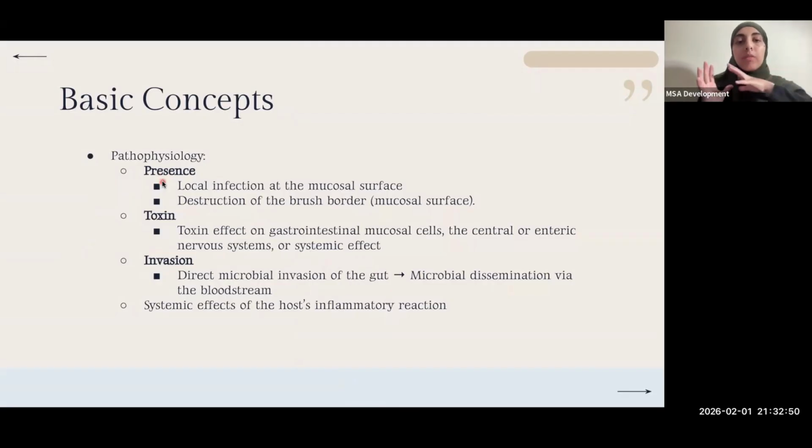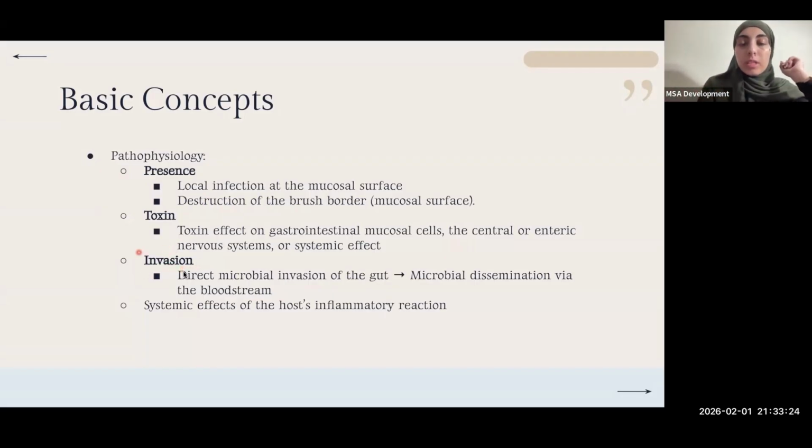Either the presence of the infectious agent, just it being there at the mucosal surface, causes the diarrhea, and it could also be due to destruction of the brush border by the presence of this organism. Okay? Another thing is a toxin. So if a bacteria, for example, produces a toxin, this toxin will result in diarrhea. And the last mechanism is invasion. If the organism at the intestinal mucosa starts to invade and go into the mucosa, this could cause diarrhea.